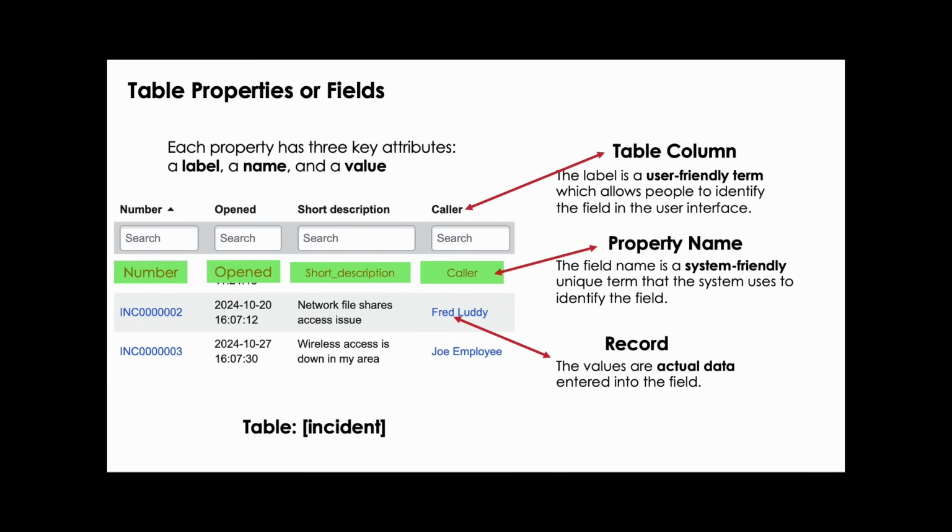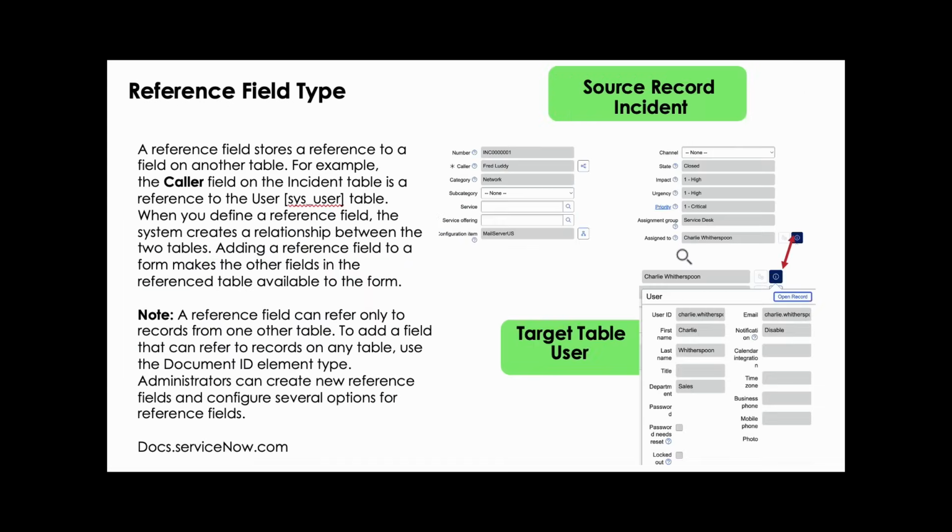Now let us go back to the slides, and let's drill down. Let's discuss the field attributes. The field attributes give you the field label and the field name, and of course the record itself, which is the data, and the source table and the target table. You'll see that on the target table you have the user, and you have the source, and you could reference it.